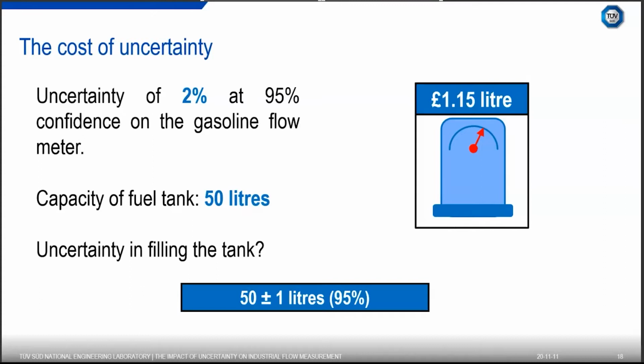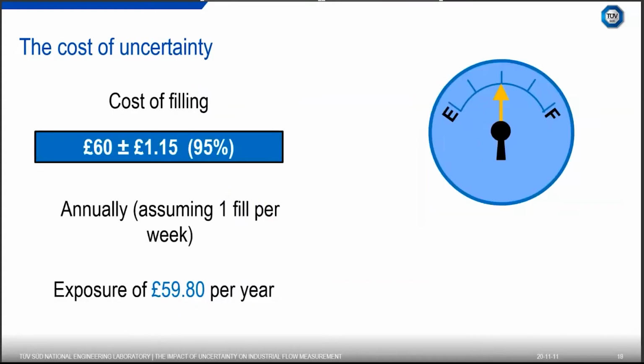And assuming a cost of £1.15 per litre, the uncertainty in the cost of filling is £1.15. So in assuming you fill your car once per week, this can leave you exposed to up to £59.80 per year.